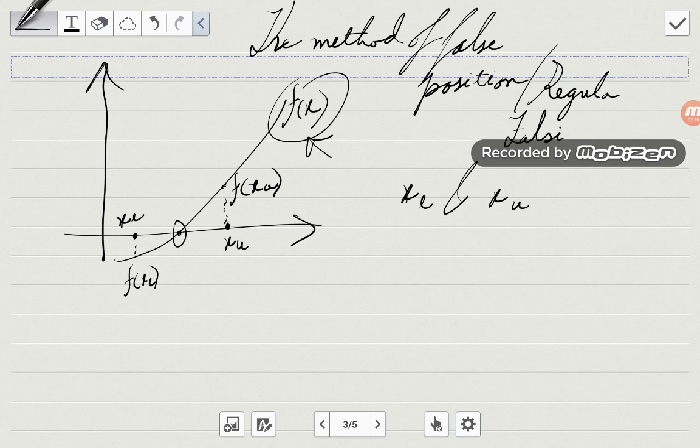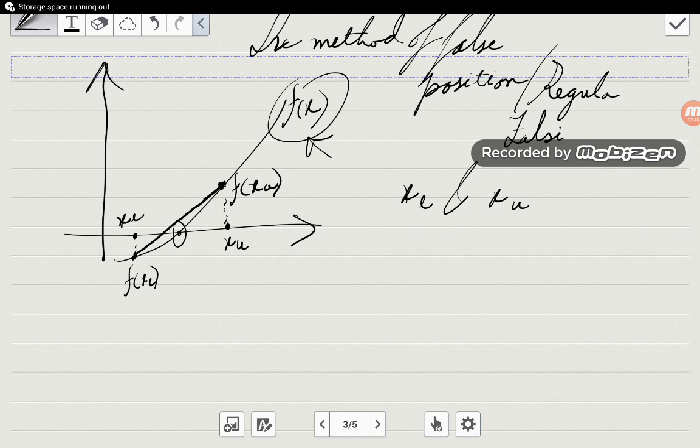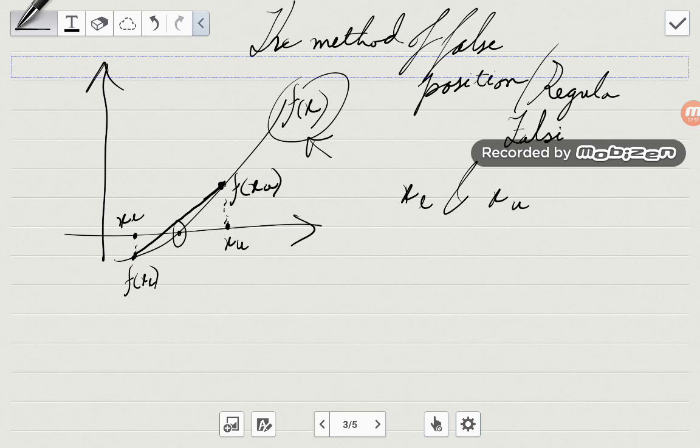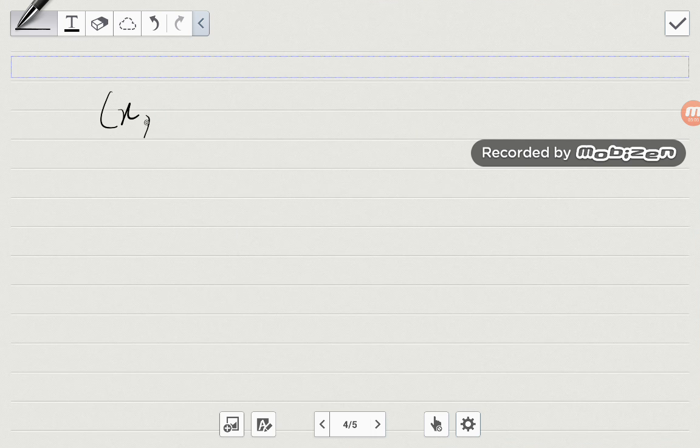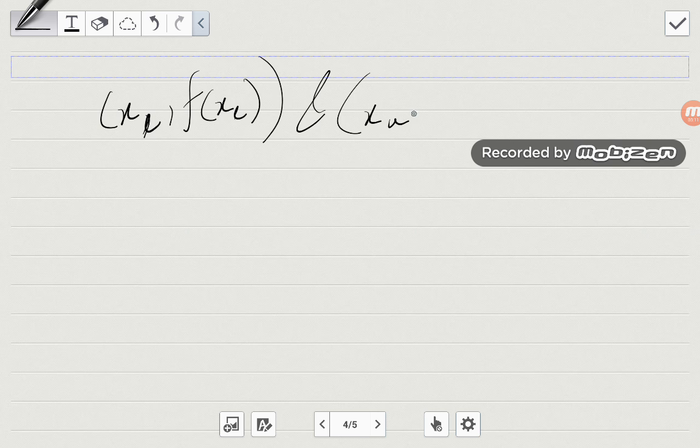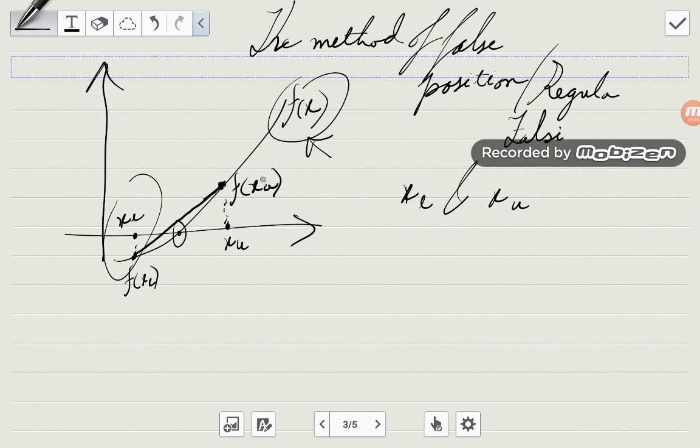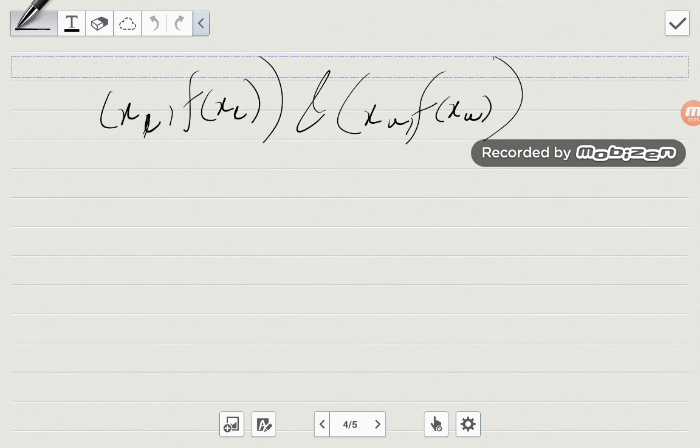What the method of false position does is that it draws a straight line between these two points xl and xu, f of xu and f of xl. We draw a straight line between these two points. Now, we know the equation of a straight line joining two points xl, f of xl, and the point xu, f of xu. These two points right here.